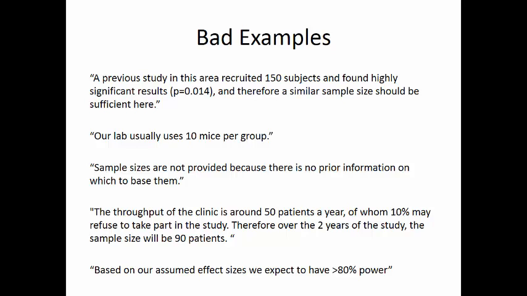For those of you doing basic science, saying, well, a lab usually uses 10 mice per group. Okay, sure, but that doesn't matter. What matters is that there's a rationale for why you have 10 mice per group. 10 mice per group may be too many, or it may be way too few, but you need to justify that. People usually think of power as more important for human studies, but it's also examined in animal studies as well.